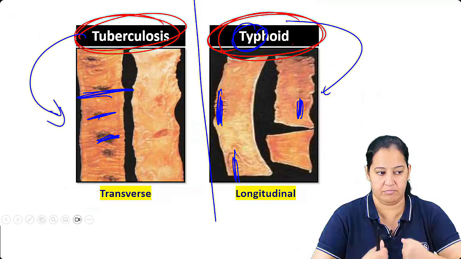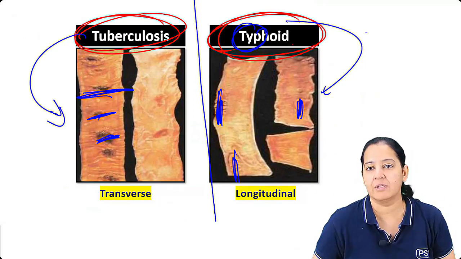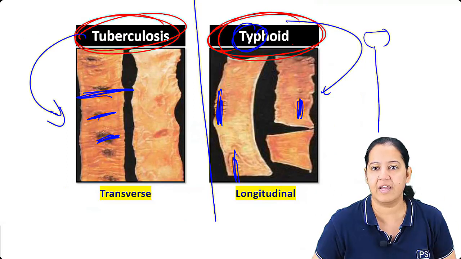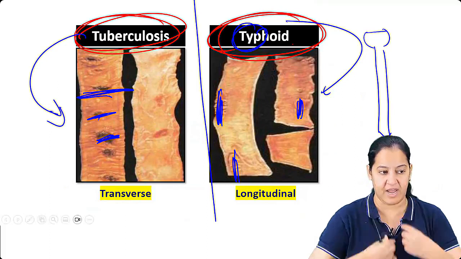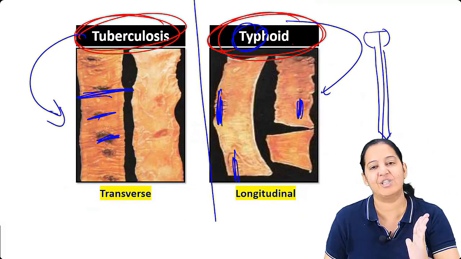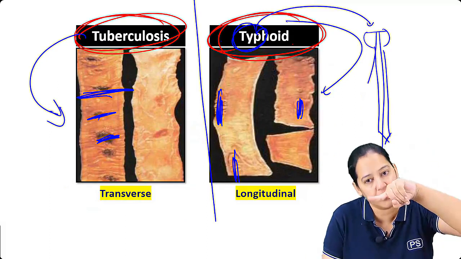We put a tie on a coat. So a tie is like this. कैसी होती है tie? The tie is like this, है ना? So a tie is longitudinal. That's why typhoid से tie याद आएगा, and you will learn it's longitudinal.